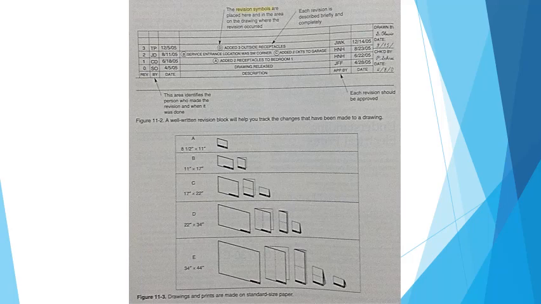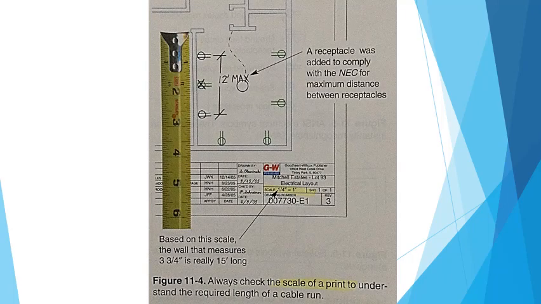Scale. The scale of a drawing is the ratio of the size of the object to the size that the object was reduced or enlarged in the drawing. A simple example is a 30 foot by 40 foot house that measures 7.5 inches by 10 inches on a drawing.